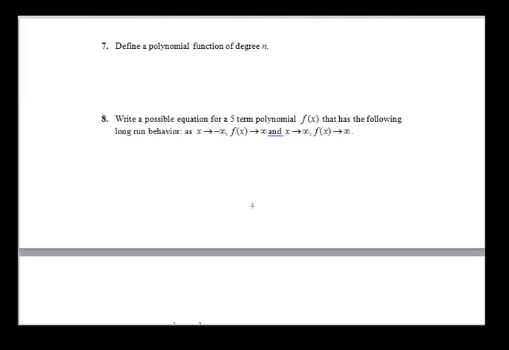In general, a polynomial can have any degree n, where n is a natural number. So a polynomial function, if we're going to call it p of x, of degree n, could be written in the form a_n x to the n plus a_(n-1) x to the n minus 1 plus and so on, and eventually you get down to a_1 x plus a_0.